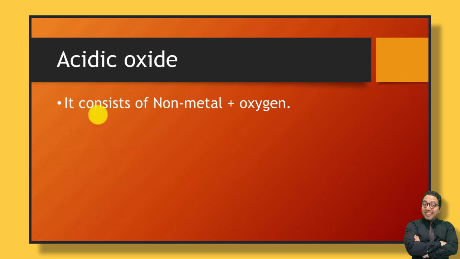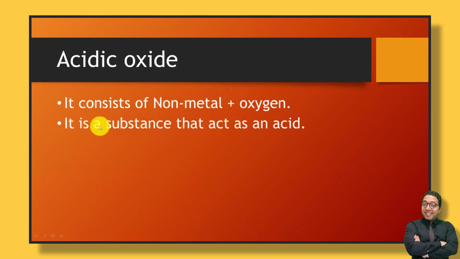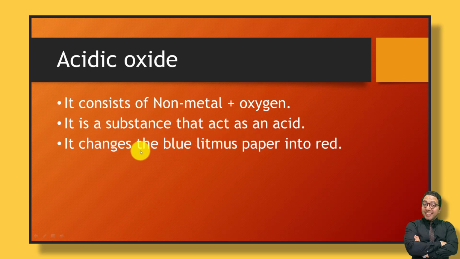So let's discuss the first one, acidic oxide. As we said, it consists of non-metal plus oxygen, so we need to have a non-metal bonded with oxygen in order to produce acidic oxide. This substance acts as an acid, so we are going to expect that this substance will neutralize a base. And on the other hand, it changes the blue litmus paper into red. So one of the properties for the acidic oxide is that it acts as an acid and neutralizes a base. Examples for acidic oxide, we have SO2 and we have SiO2. So as you can see, we have a nonmetal that bonds with oxygen.